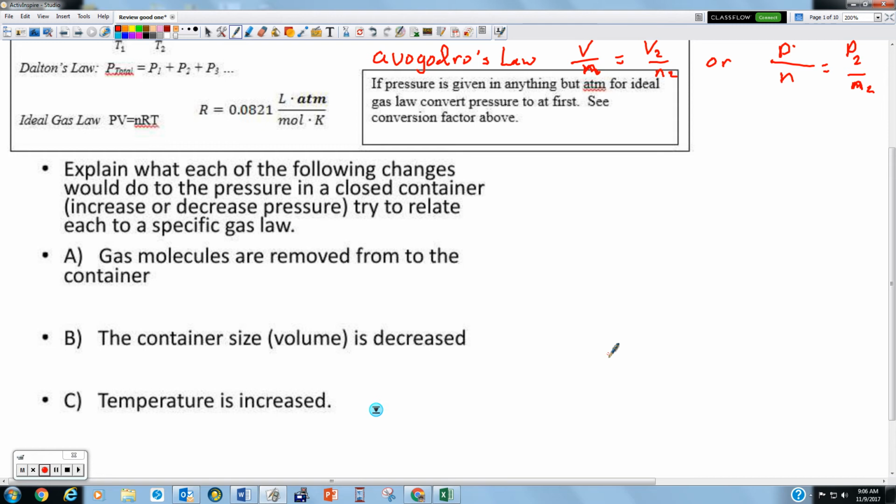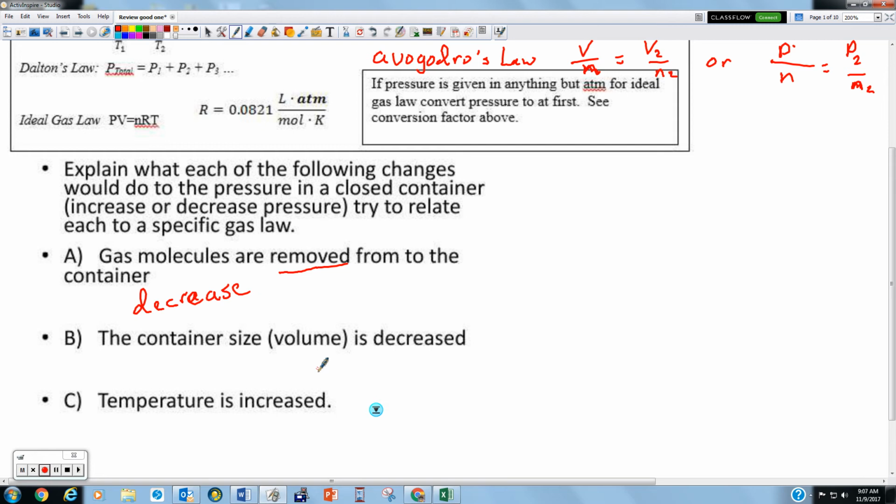So let's look at this first question. It says, explain what each of the following changes would do to the pressure in a closed container. So will the pressure increase or decrease? And we want to relate each of these to a specific gas law. So first one, gas molecules are removed from the container. So if we're removing molecules, what are we changing? The moles. We're changing the moles. So if we remove moles, what are we going to do to the pressure? Decrease. D-E-C-R-E-A-S-E. It will decrease the pressure.